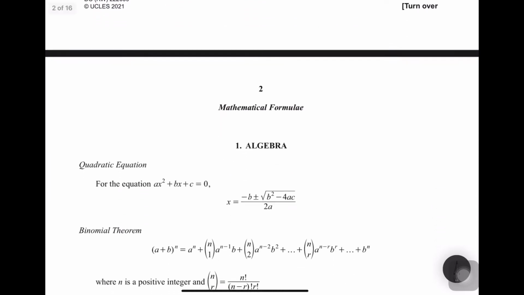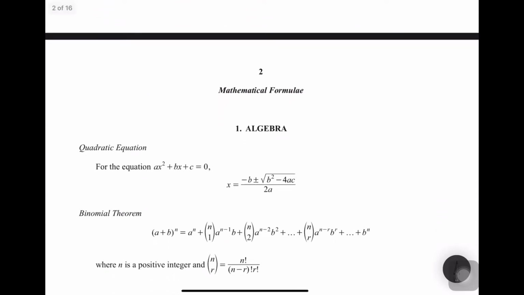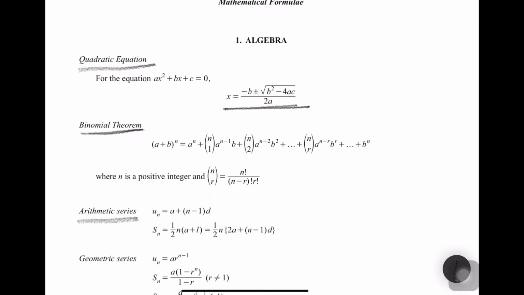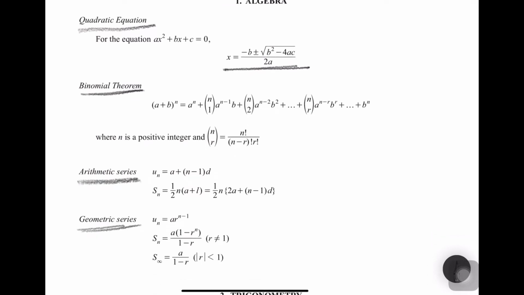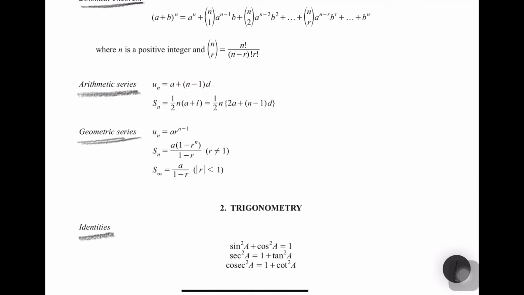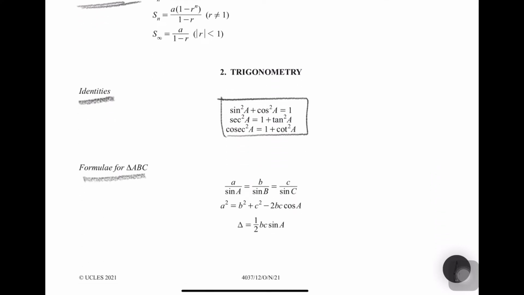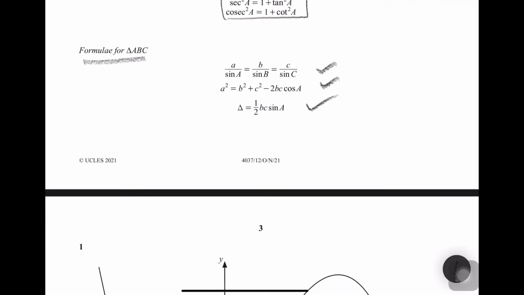Okay, so before starting you can see the formulas that you have done in classes. Quadratic equations, binomial theorem, then arithmetic series, geometric series, then identities. It is from trigonometric identities, and this is the formula, the sine rule, cosine rule, and area. This formula will be given.